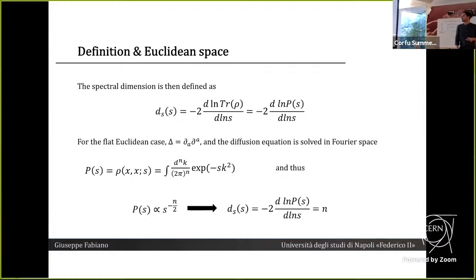And so by a simple calculation, one obtains that the spectral dimension of the flat Euclidean case is just equal to n for every value of s. Basically, we have no what is called dimensional running.